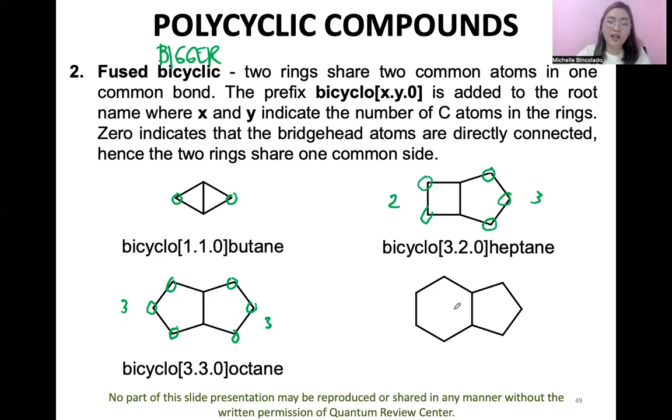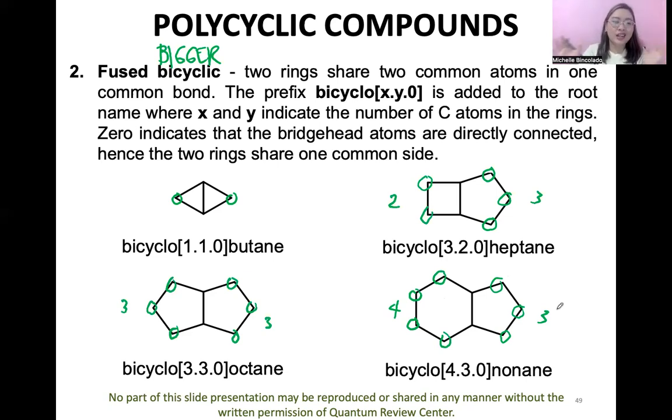And finally, for our last example here, ang bigger ring natin 1, 2, 3, 4. Smaller ring natin 1, 2, 3. So together guys, ang parent naman nito ay 9. So this is nonane. Bicyclo 430 nonane. Di ba? Ang dali lang guys. So madali lang mag-name ng mga polycyclic compounds.